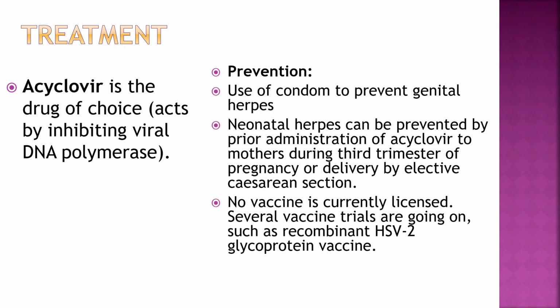Treatment: acyclovir is the drug of choice, acting by inhibiting viral DNA polymerase. Prevention: use of condoms to prevent genital herpes. Neonatal herpes can be prevented by prior administration of acyclovir to mothers during the third trimester of pregnancy or delivery by elective cesarean section. No vaccine is currently licensed. Several vaccine trials are going on, such as a recombinant HSV2 glycoprotein vaccine.